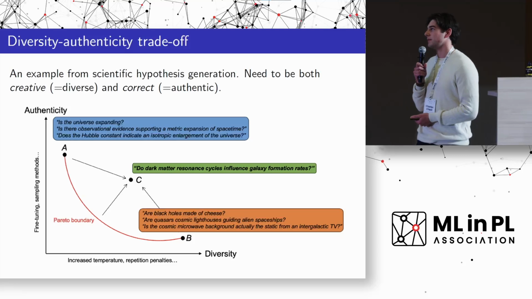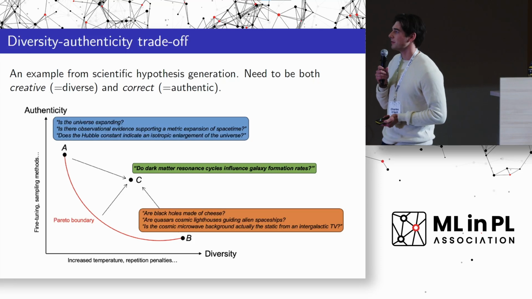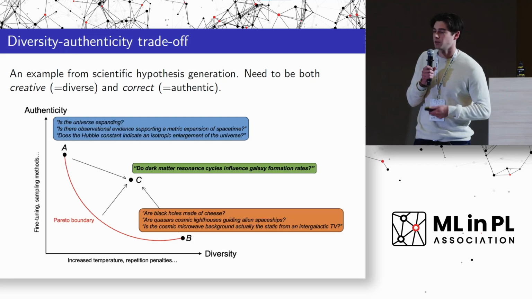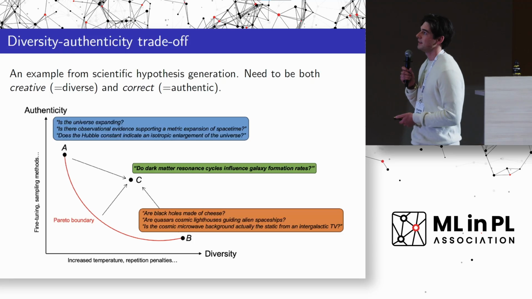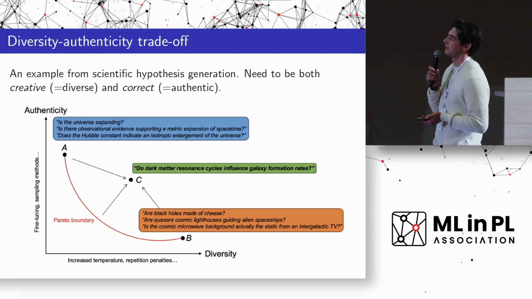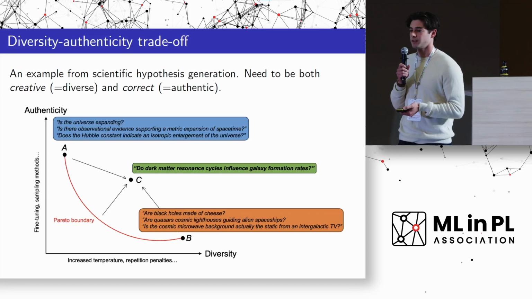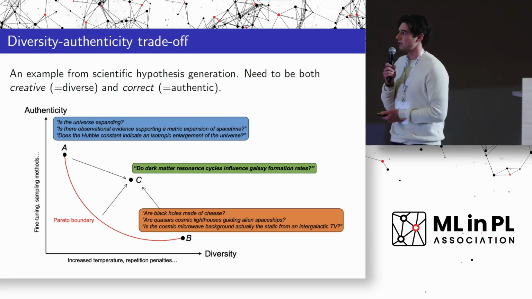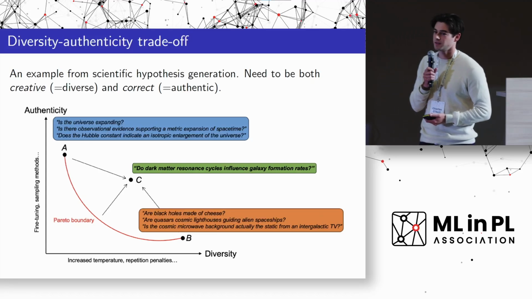So this was a little toy example, roughly what I'm speaking about. We've all experimented with increasing the temperature and repetition penalties and all that sort of stuff. So imagine you're trying to generate scientific hypotheses for astronomy. Increasing the diversity, it gets good for a bit, but then eventually you start to get some pretty crazy stuff out the other side. Alternatively, if you want really authentic examples, you have to really turn down the diversity. And so if you trace out this curve, you get this Pareto boundary of the best possible combinations of diversity and authenticity. And it's not very good.